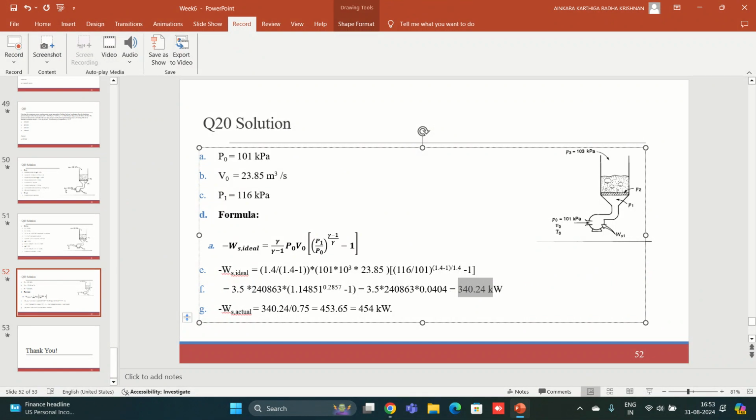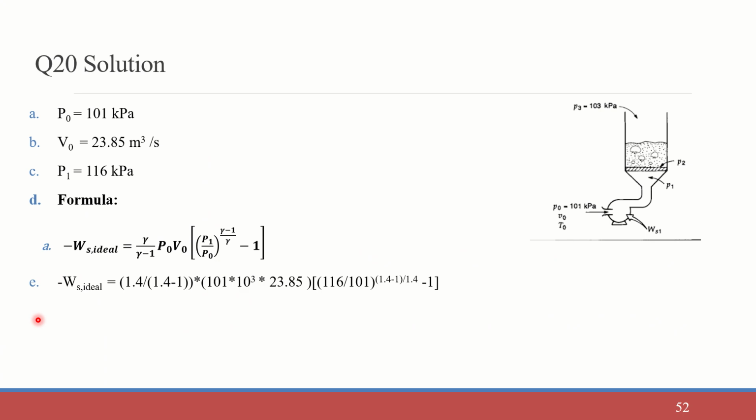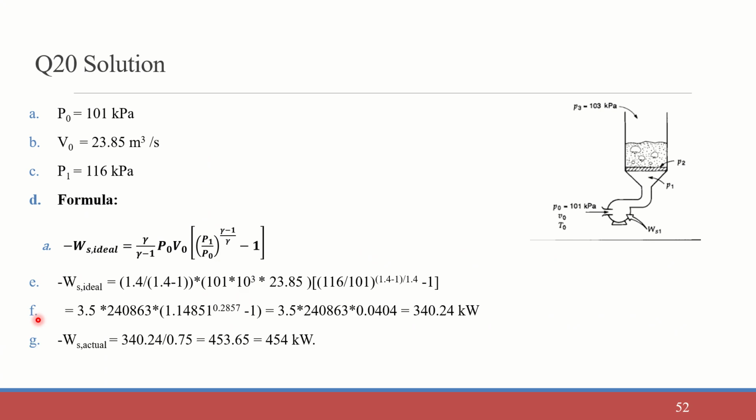But we know that the actual work done or actual power requirement is greater than the ideal condition, and this is the ideal condition. So what do we need to do? We need to divide the value at the ideal condition by the compressor efficiency. The compressor efficiency is given as 75%. So we divide 340.24 by 0.75, and we get 453.65 kilowatt. So 454 kilowatt is the right answer.